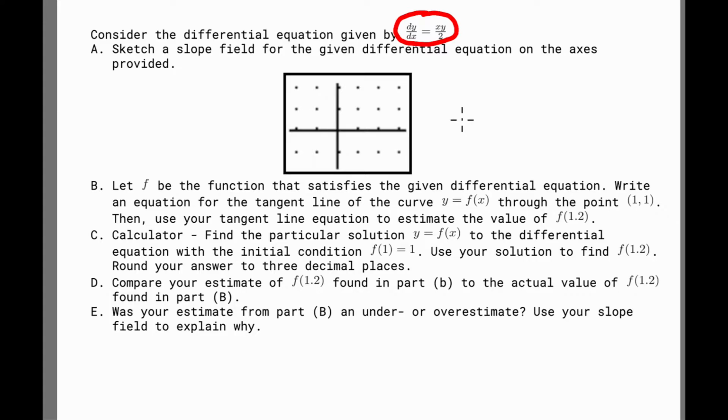At the origin, the x is 0 and the y is 0, so it would just be 0 times 0 divided by 2, which is just 0. So I'm going to make a slope of 0 there. Now anywhere where x is equal to 0, it's going to be 0 times something divided by 2, and 0 times anything is 0. So I'm going to put a horizontal line everywhere where x is 0. Those are all the slopes at those points.